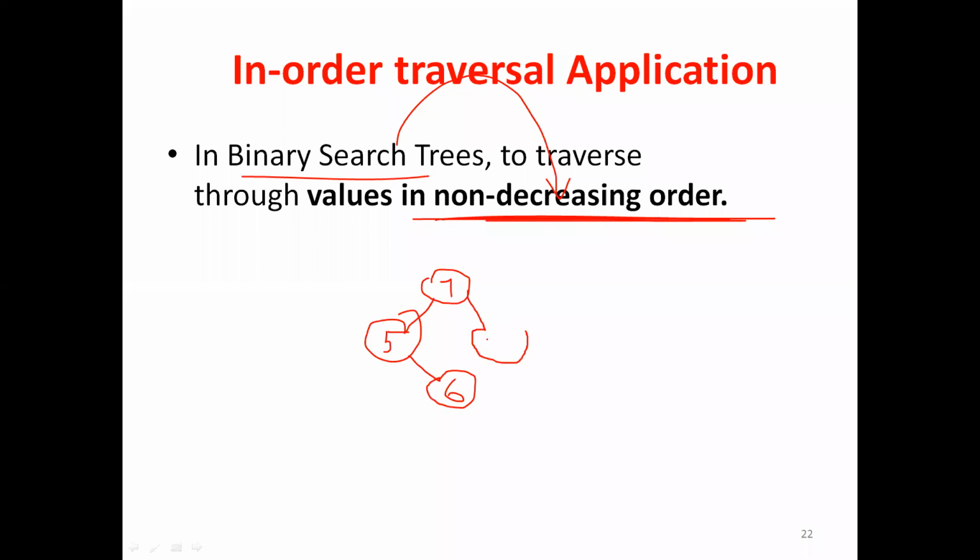If I try to print this, if you want to do in order traversal for this tree, but this tree is a binary search tree, I've drawn a binary search tree. So if I traverse using in order traversal, I'll get 5, 6, 7, 10. I have 4 nodes in the tree, so obviously I'll get a non-decreasing order only. This is an application of in order traversal.